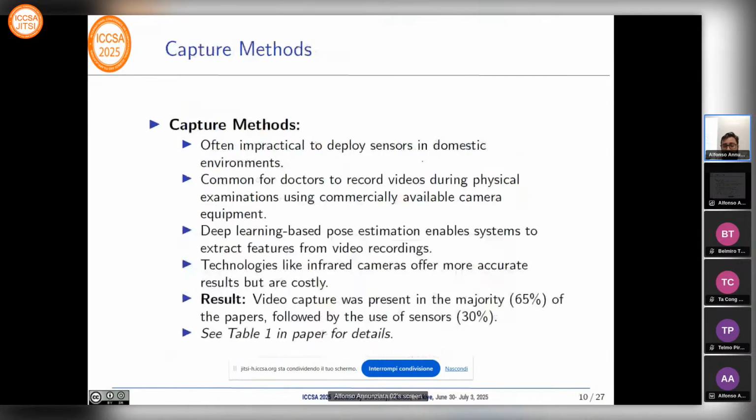What did we try to answer with this review? The most used capture methods, for example. So we have inertial sensors, Kinects, infrared cameras, RGB cameras, webcams, smartphones, and others. We found that video capture was present in the majority of the studies, 65%, followed by the use of IMU sensors. So we have compass, gyroscope, and this kind of sensors.